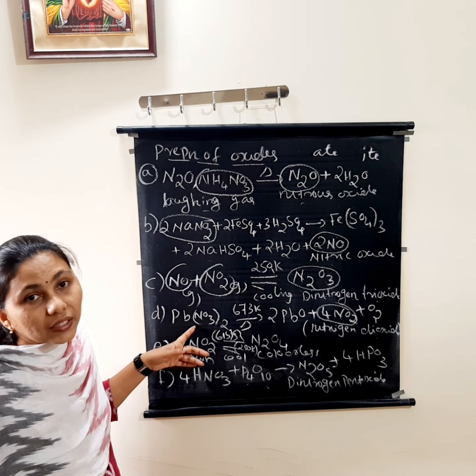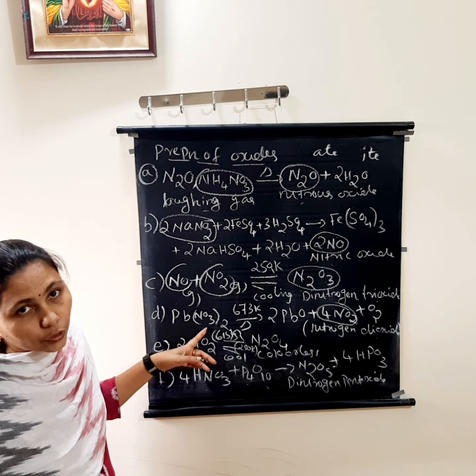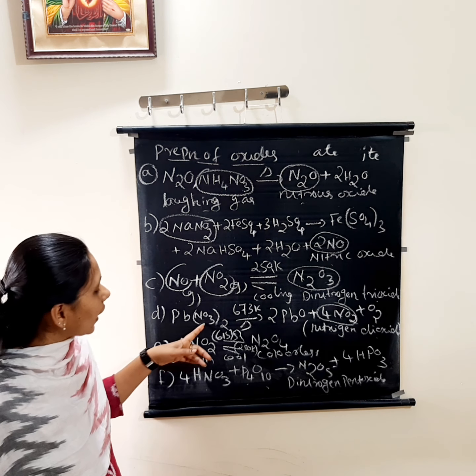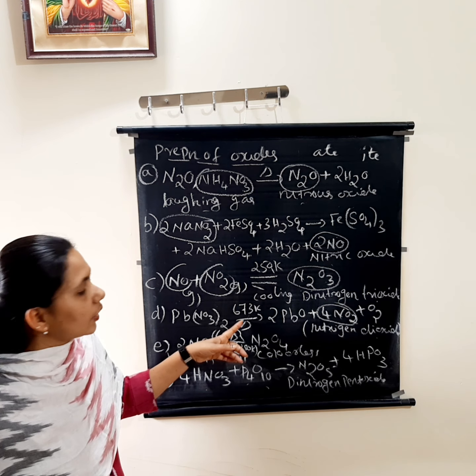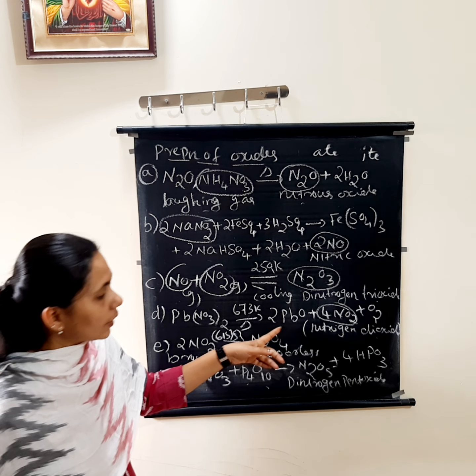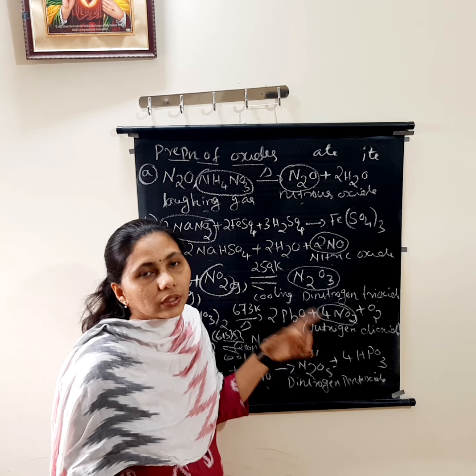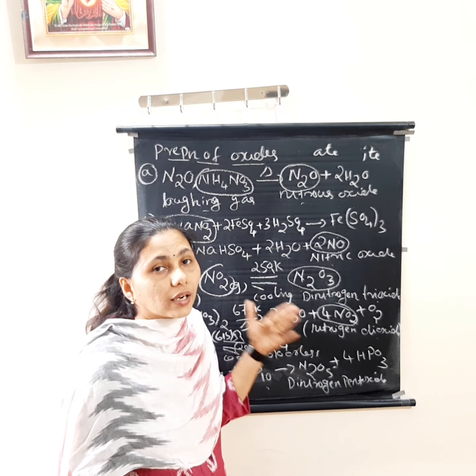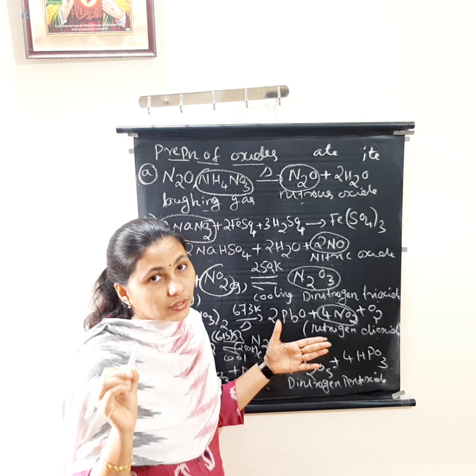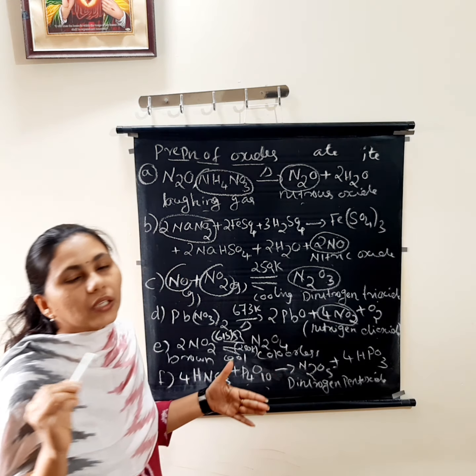It is prepared by heating lead nitrate. NO3 means nitrate. Lead nitrate at 673 Kelvin gives lead oxide plus 4 NO2 plus oxygen. In the resonance structure of this NO2, you can see an odd number of electrons, one electron, is there on nitrogen. So it is a little bit unstable.